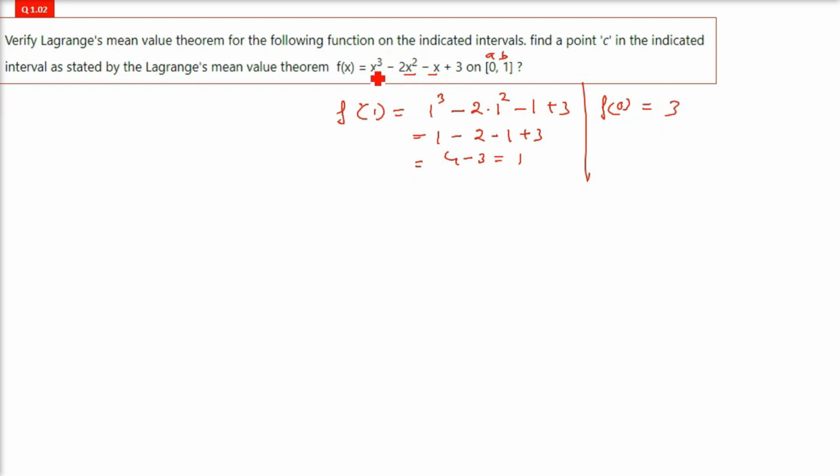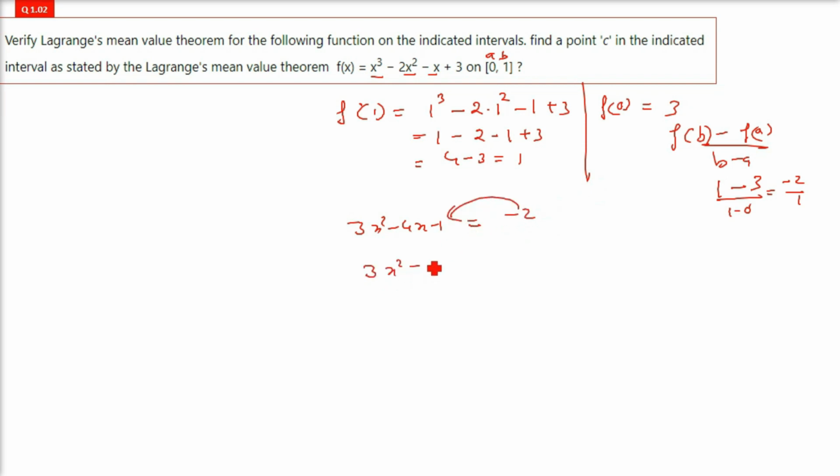Next one is, as I told you earlier also, if you remember the differentiation, we got 3x square minus 4x minus 1, and that has to be equal to (f(b) minus f(a)) by (b minus a). So I'm again reiterating, the differentiation has to be equated with this. f(b) is f(1), which is 1, so it has to be 1 minus 3, and you'll get negative 2. You take this negative 2 on the left-hand side, 3x square minus 4x, this 2 goes here, so you'll get 1. This is a quadratic equation, you can make the factors.